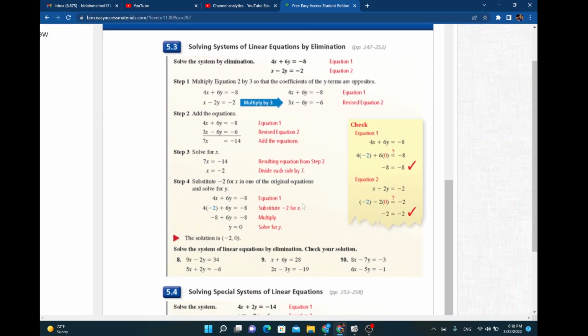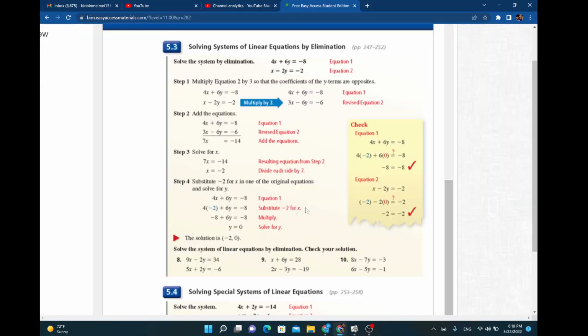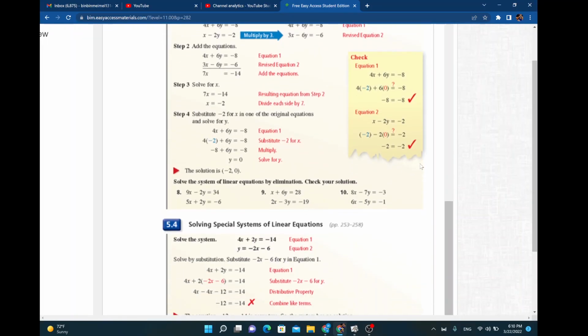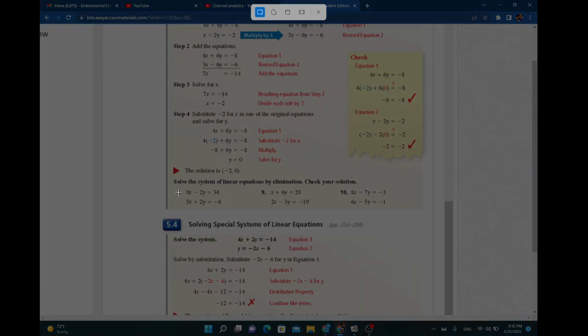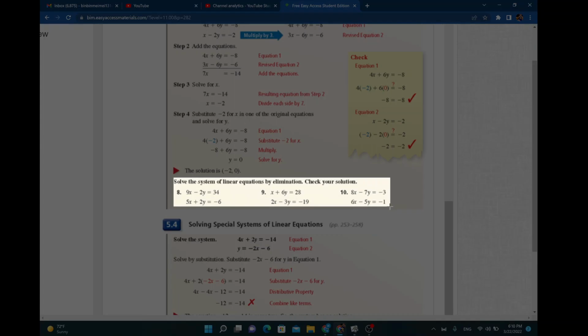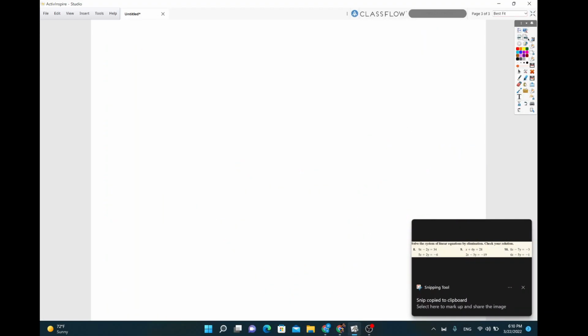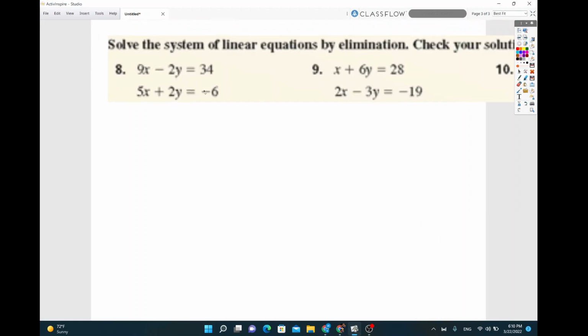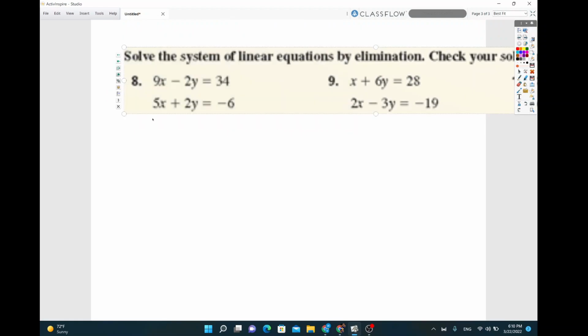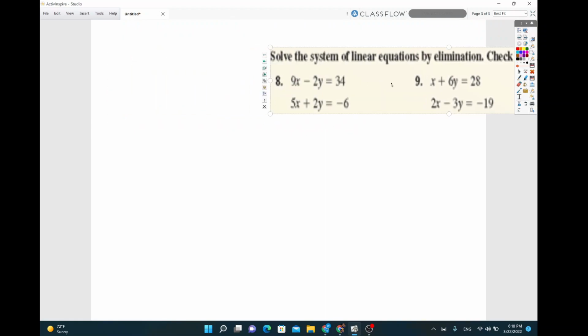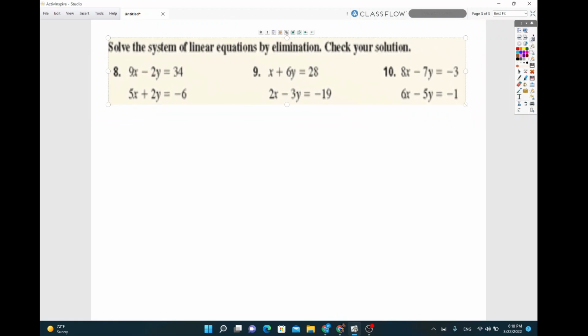Okay, so the next section is elimination. Solve the system of linear equations by elimination and then check the solution as well. Okay, so let's do the challenging one. Let's do number 10. Again, this one is too big, so you change the size here a little bit. Okay, so now, here we go.